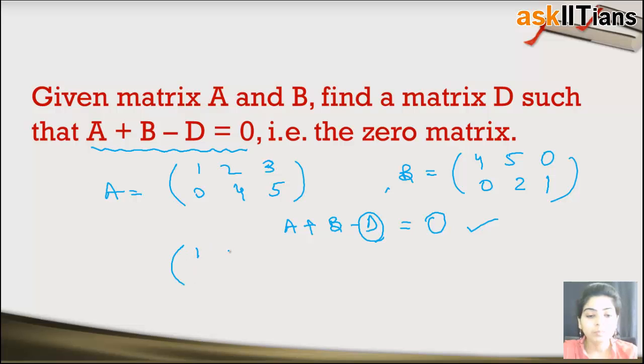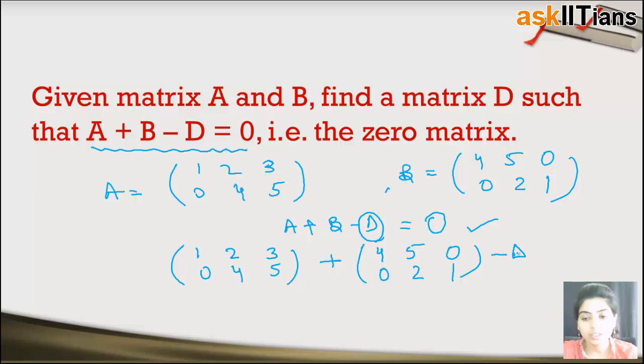So you simply write the matrix A, 1, 2, 3, 0, 4, 5, plus 4, 5, 0, 0, 2, 1, minus D equal to 0. Whenever you write the 0 matrix, you write it of the same order as the other matrices. Since A and B are of order 2 rows, 3 columns, that is 2 cross 3, the matrix D as well as the matrix 0 would be of the same order. So you can simply find the sum of these two matrices.